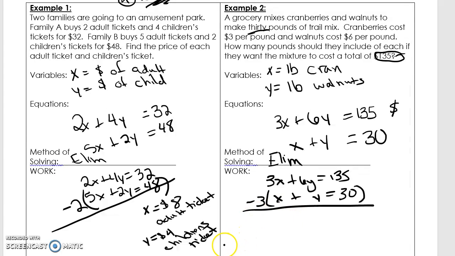Okay, so answer, x is equal to, you should have found a solution of 15 cranberries, sorry, 15 pounds of cranberries. And y would be equal to 15 pounds of walnuts.